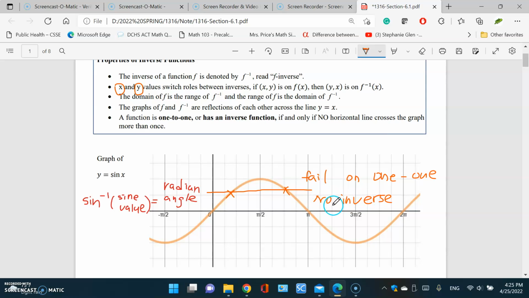But in order to find the inverse, we have to restrict the domain. We want to find the inverse of the sine function, so we restrict the domain from -π/2 up to π/2. Within this interval, we can find the inverse. When you draw the horizontal line, it passes through the graph at 1 point at a time. That indicates, yes, you can find the inverse within this domain.